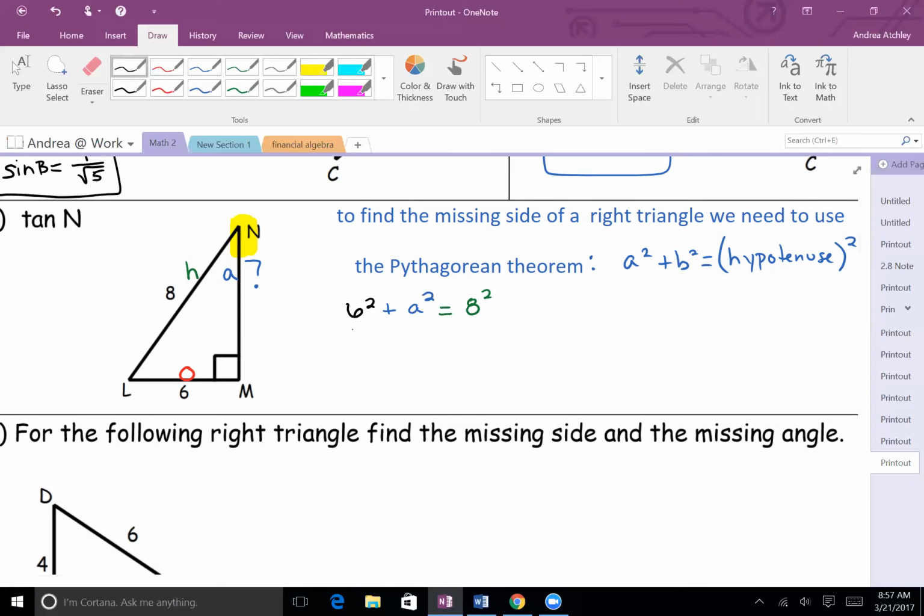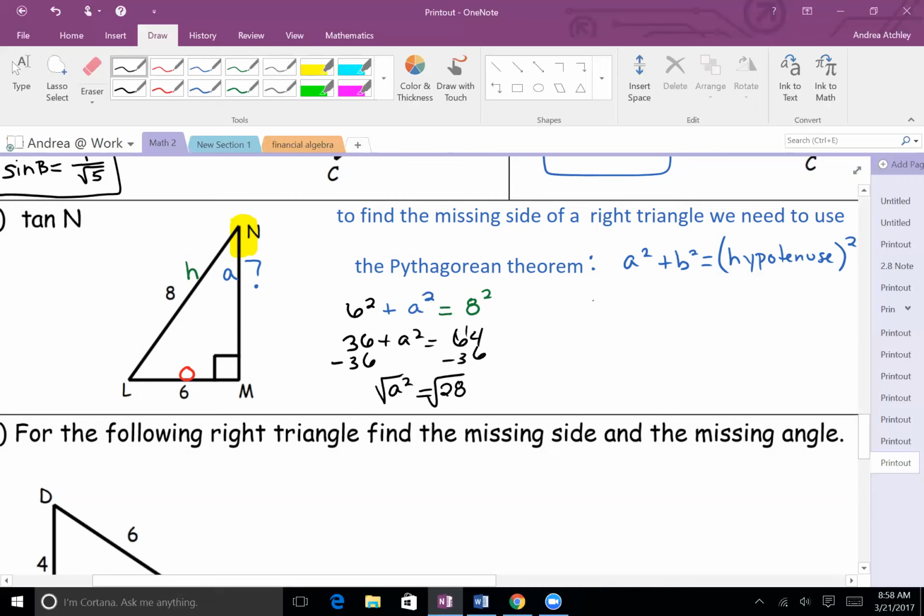Then I'm going to solve. So 6 squared is 36 plus a squared equals 64. I'm going to subtract 36 from both sides. I'm going to get a squared equals 28. Okay, then we need to square root both sides.